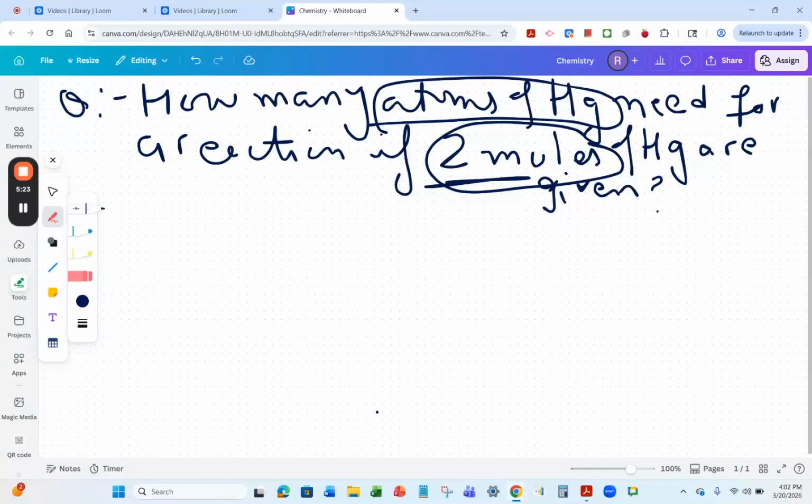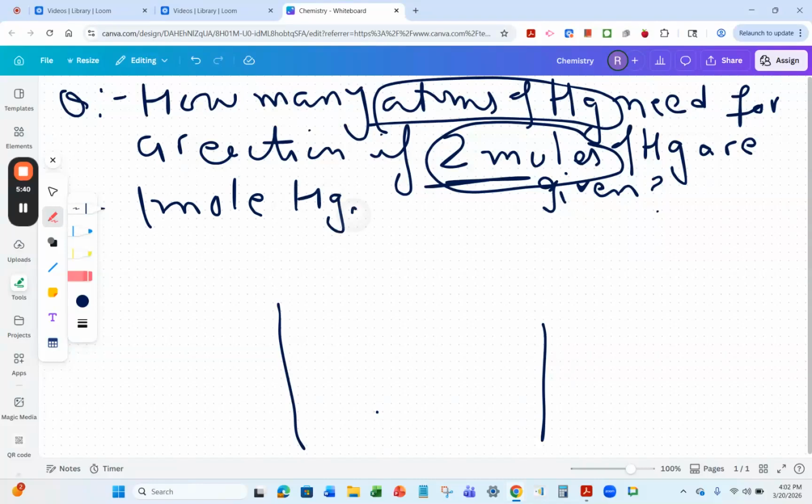So it means you need that known information where you have moles and number of atoms together. What do you know for mercury in terms of mole? Standard known information: I know 1 mole of mercury atom is equal to, in terms of number, 6.02 times 10 raised to the power 23 mercury atoms.